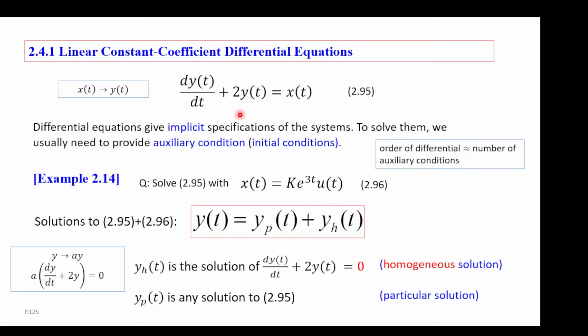The first thing we see about this kind of equation, and actually a very important concept, is that the solution to those two things together will be of this form: y(t) equals yp(t) plus yh(t). This is kind of a tautology, but not. So yp(t), this first thing, is called a particular solution. P for particular, and yp(t) is a solution to 2.95 plus 2.96.